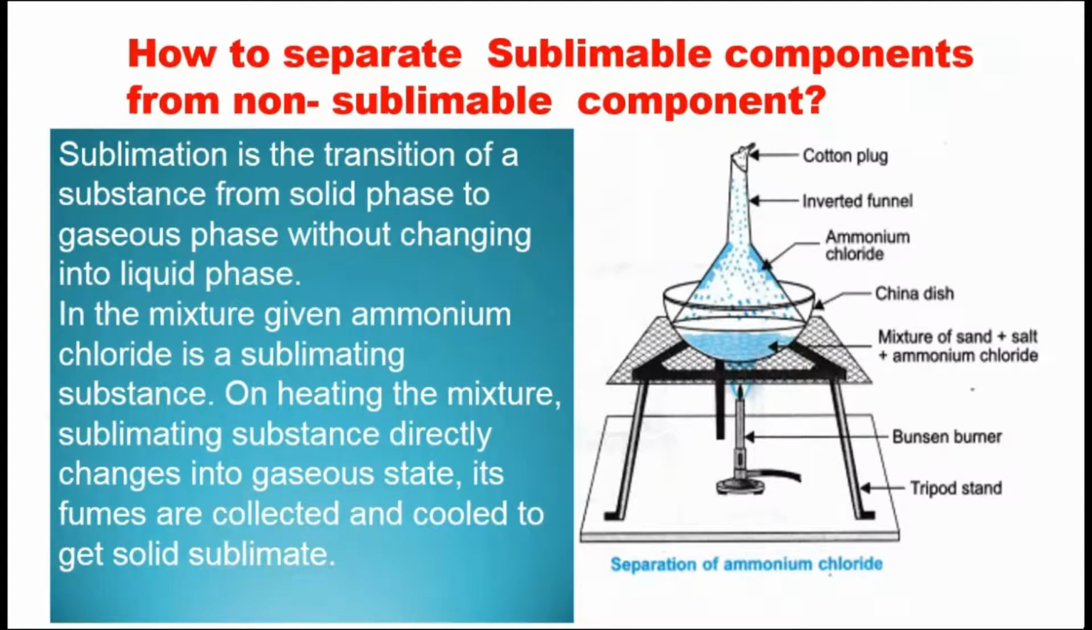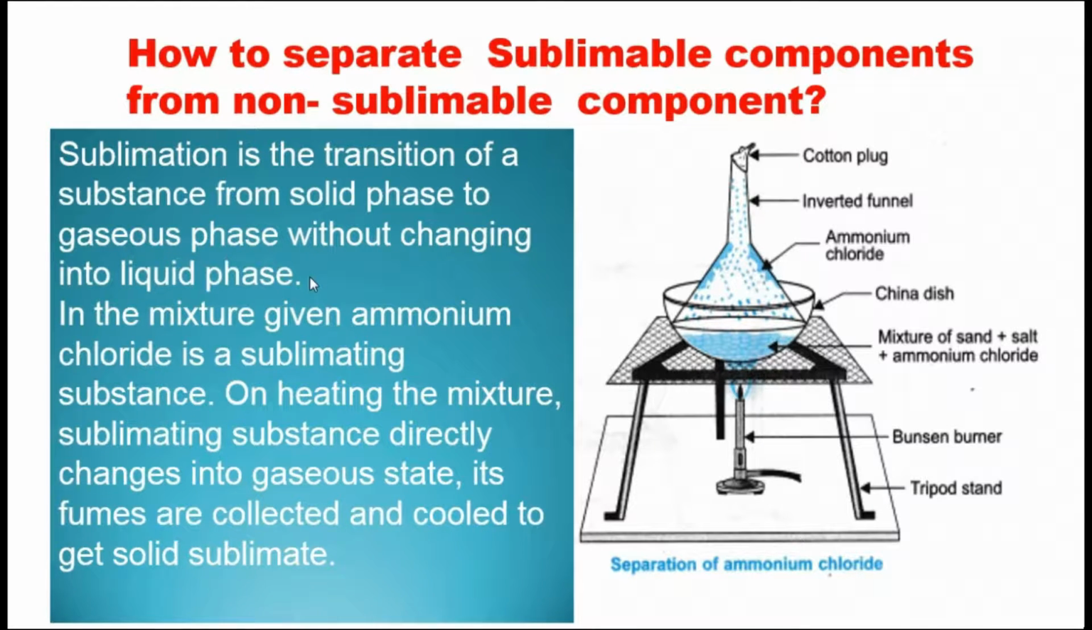The next method that we are going to discuss is the sublimation method, which means how we can separate a sublimable component from a non-sublimable component. What is sublimation? Sublimation is the transition of a substance from the solid phase to the gaseous phase without changing into the liquid phase.